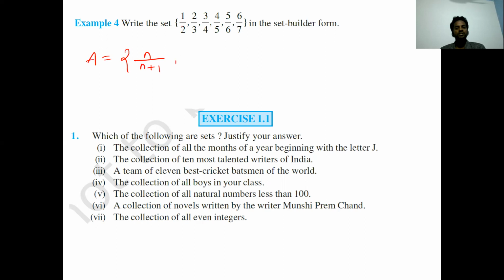Where what is the n value? n is less than or equal to 6 and greater than or equal to 1. And one more condition I have to put. Why? Because n is between 1 and 6, in-between points are also possible. So n belongs to natural number. Now if you substitute n is 1, we get the first term. If you substitute 2, the second term. Till if you substitute 6, we'll get the last term.